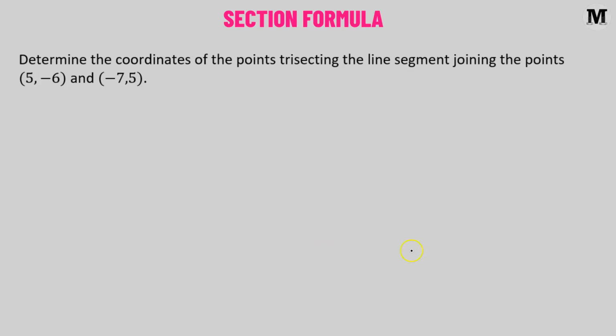We need to determine the coordinates of the points trisecting the line segment joining the points (5, -6) and (-7, 5). Let us begin. Suppose we have two points. Point A has the coordinate (5, -6), and we have another point, B, with the coordinate (-7, 5). Let's join the two points with a straight line. Our goal is to find the coordinates of the points trisecting the line segment.